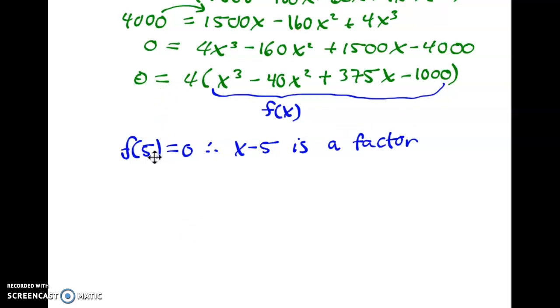Okay. Because x is a side length, we had a pretty good idea that the number that we were going to plug in was going to be positive, because we can only have positive side lengths. But it may also sometimes end up being negative, but most of the time it's going to be positive. So I'm going to divide out my factor of x minus 5.